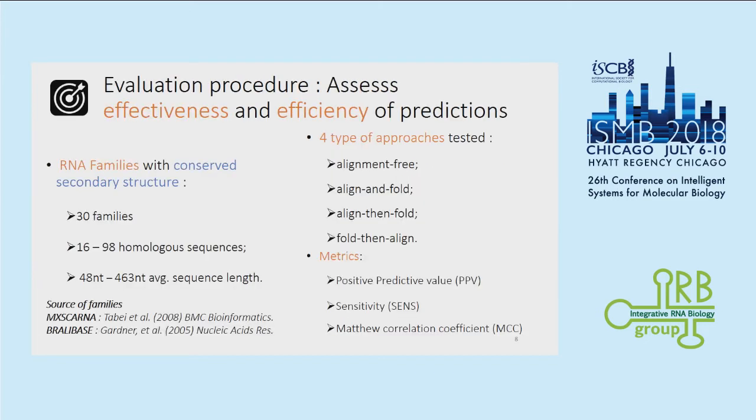Then I will go with the experiment because I would like to see whether or not aliFreeFold is able to perform well. So we use the dataset of 30 families with some statistics here relative to the number of homologous sequences and the average sequence length. We decided to test aliFreeFold against the main types of approaches, meaning the alignment-free approach, such as aliFreeFold, the align and fold approach, which typically computes the consensus structure from homologous sequences by aligning and folding at the same time.